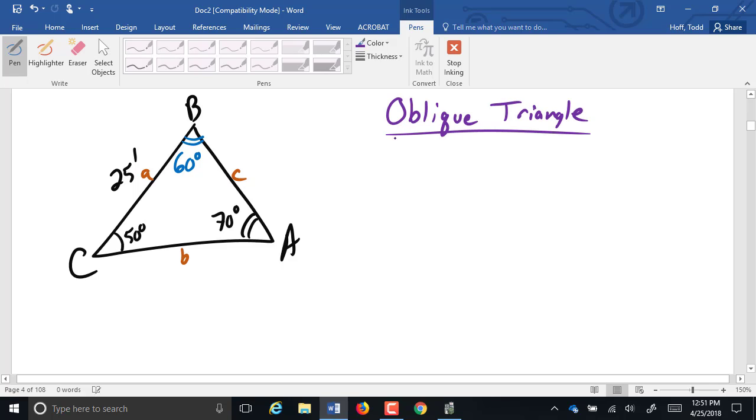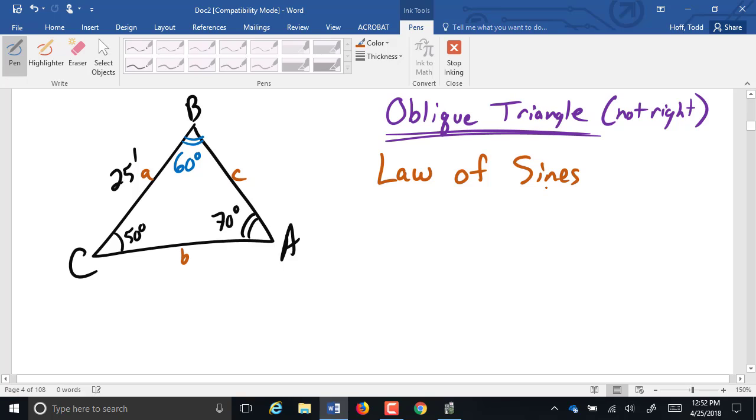An oblique triangle is just a fancy word for any triangle that's not a right triangle. One of the possible formulas for solving an oblique triangle, which is going to apply here, is the law of sines. The law of sines is a ratio that compares the opposite side of a triangle and the angle that's opposite it. So angle C is opposite side C. So it's the ratio between those.